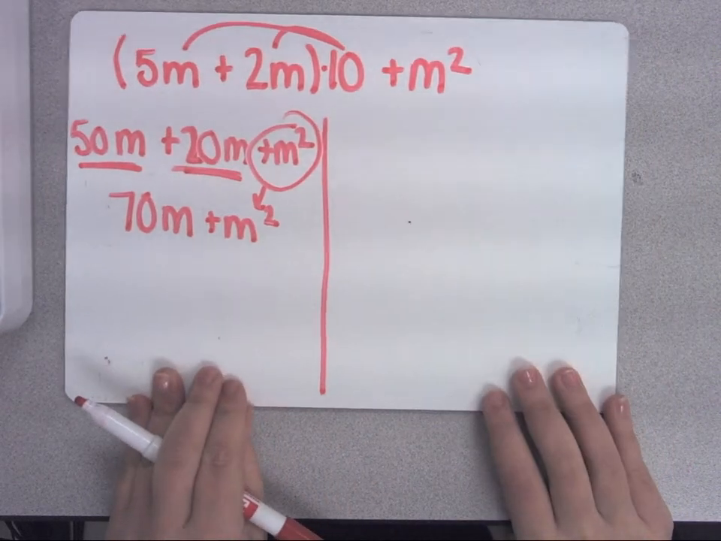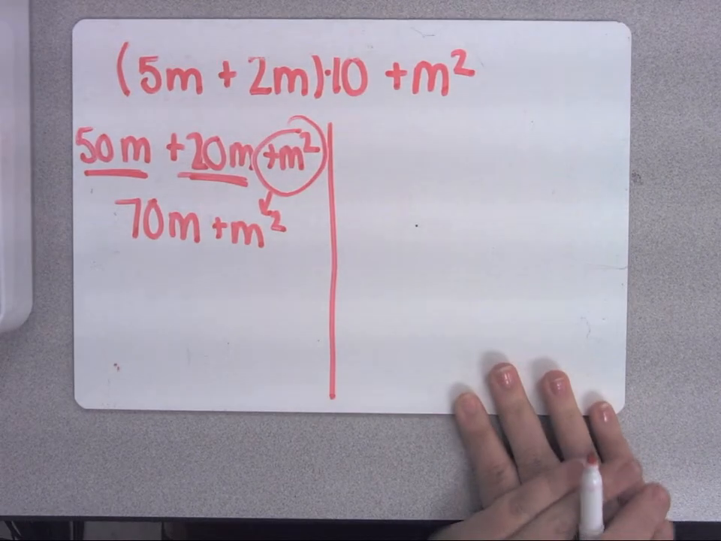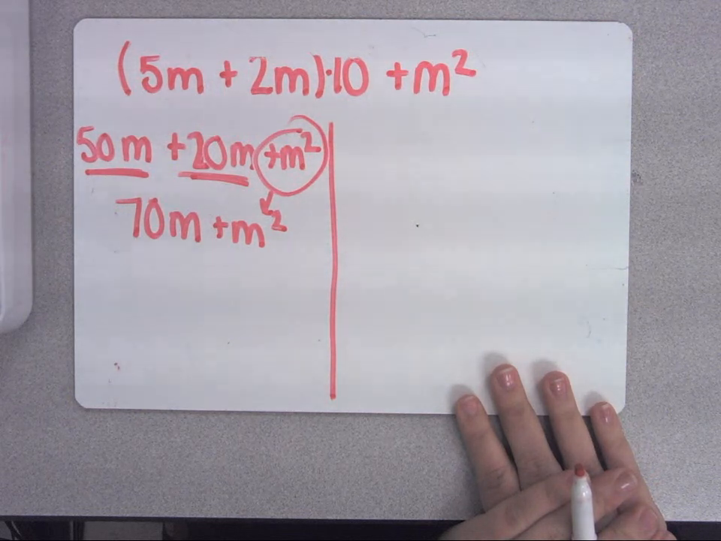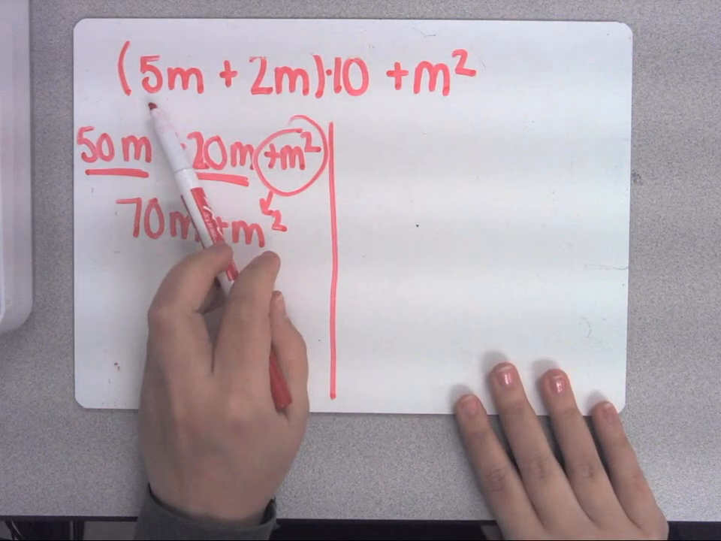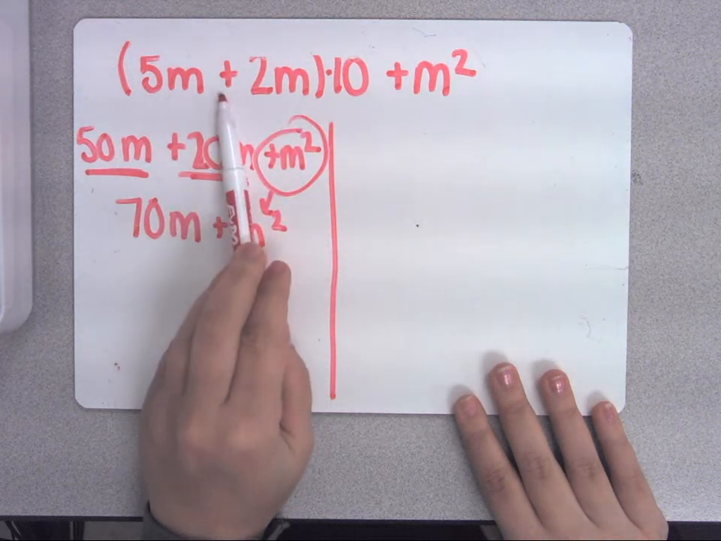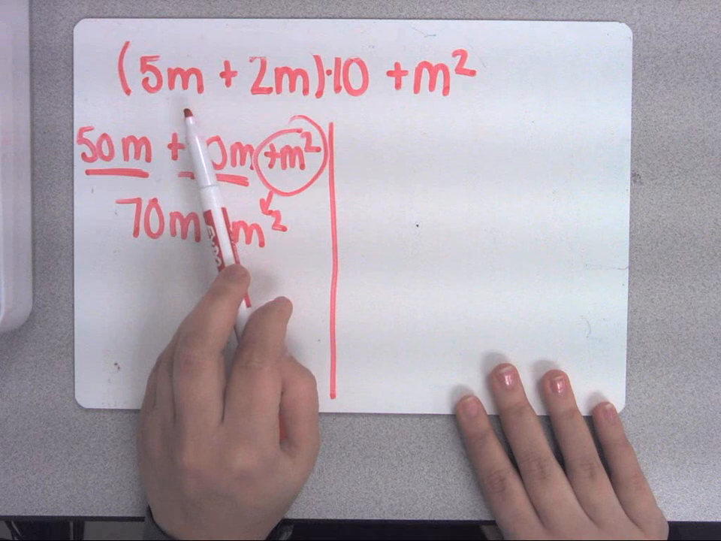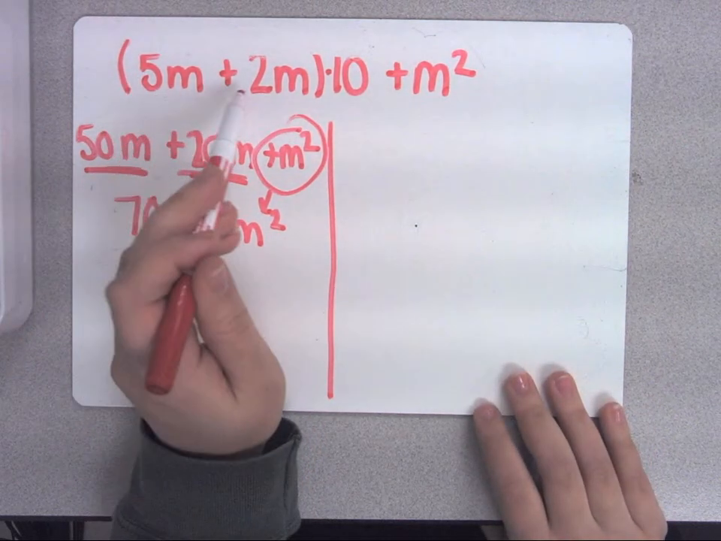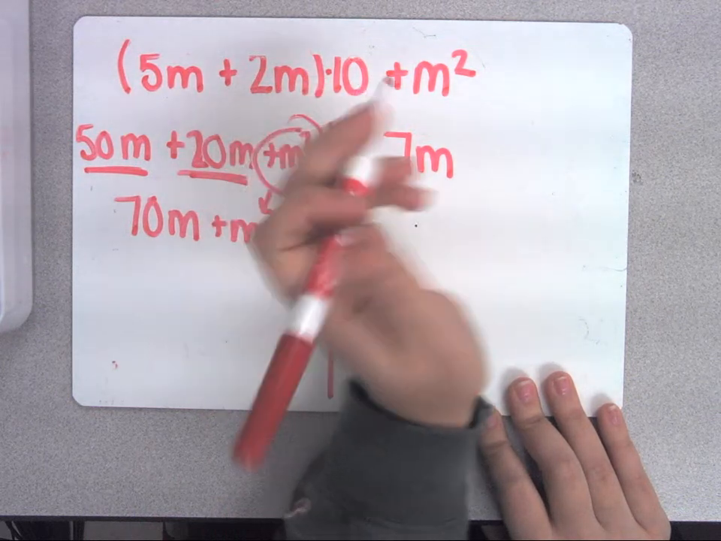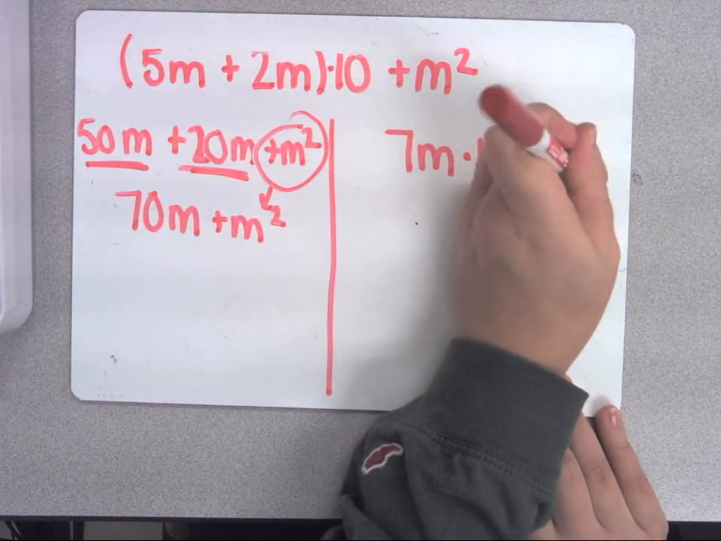Okay. Let's try it the other way. I'm just going to erase those lines. Order of operations tells us to do the inside of the parentheses first. This is inside parentheses. 5m plus 2m. You look at it and go, can I add those two things together? Why, yes, ma'am. You can. So 5m plus 2m is 7m. It says times 10, so I'm going to write times 10. And I'm going to write what's left over, m plus m squared.